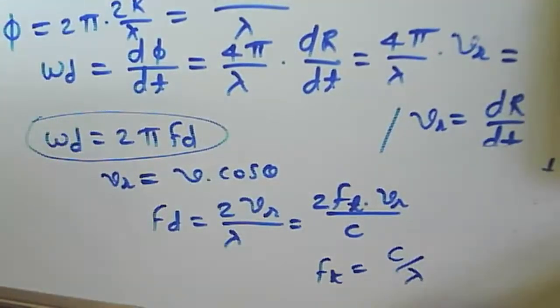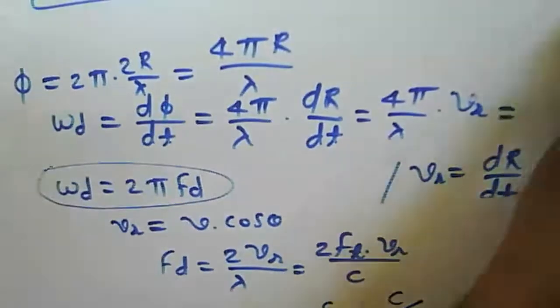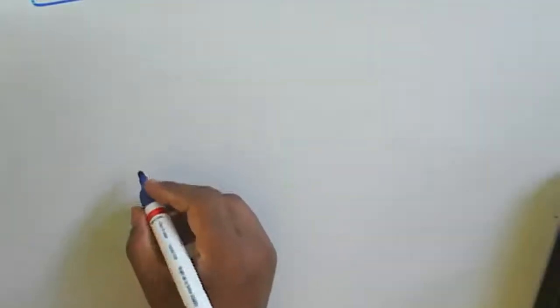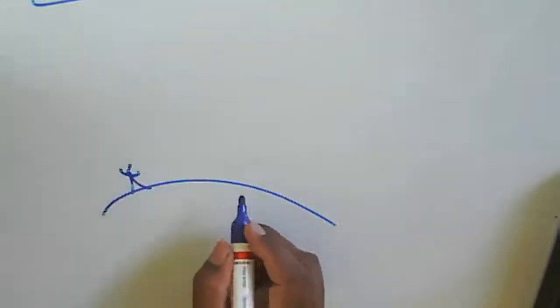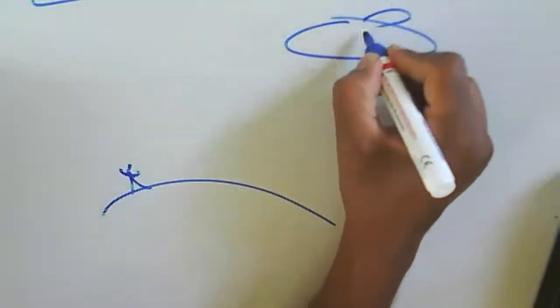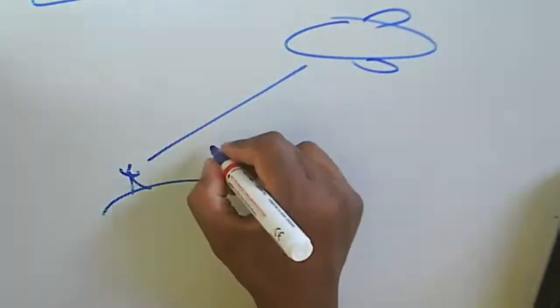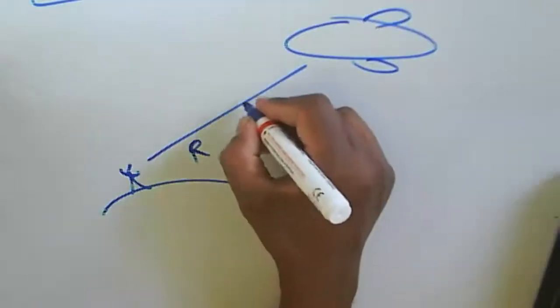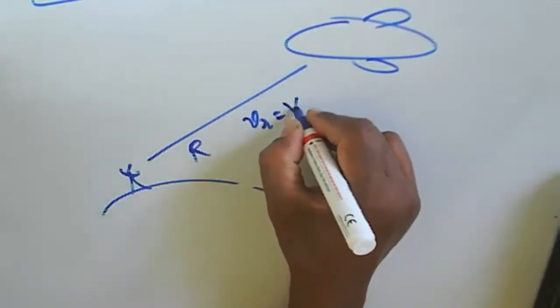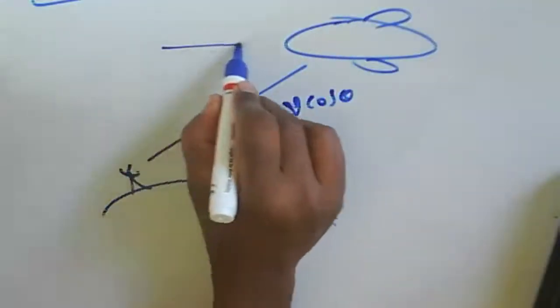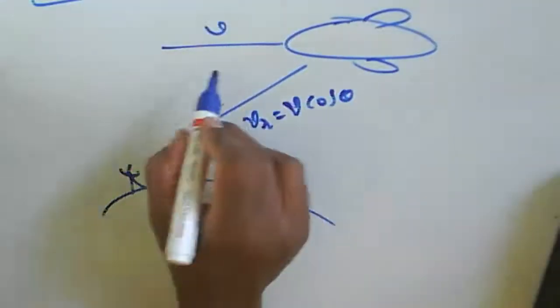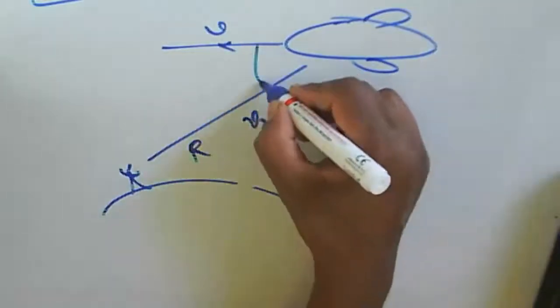Now we will talk about the final equation of a Doppler radar, the Doppler frequency shift. As we said earlier, if we have the radar here and the object here, this is the range of the radar, R. Here we have Vr is equal to V cos theta. The object has a velocity V, and this makes an angle theta.